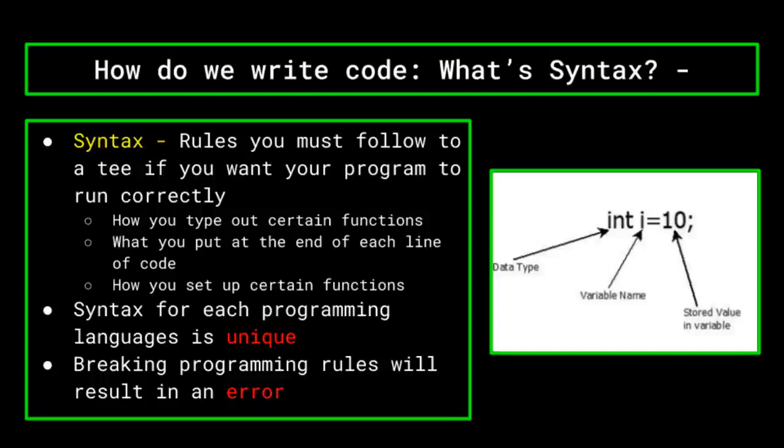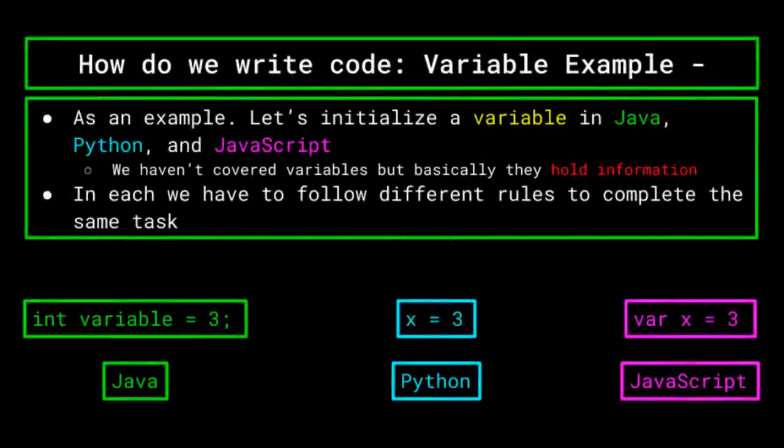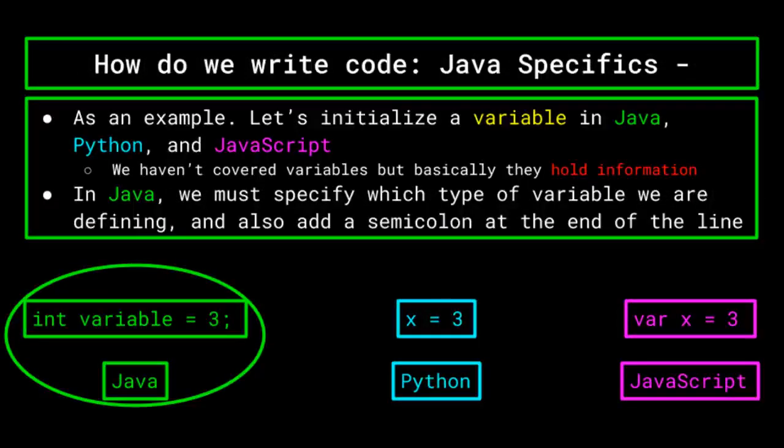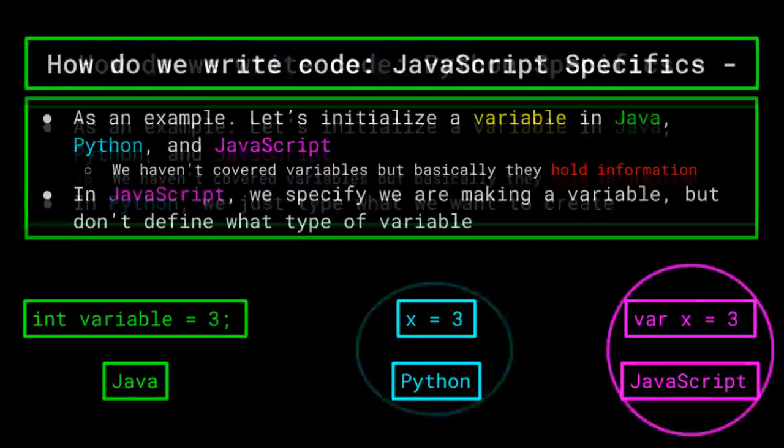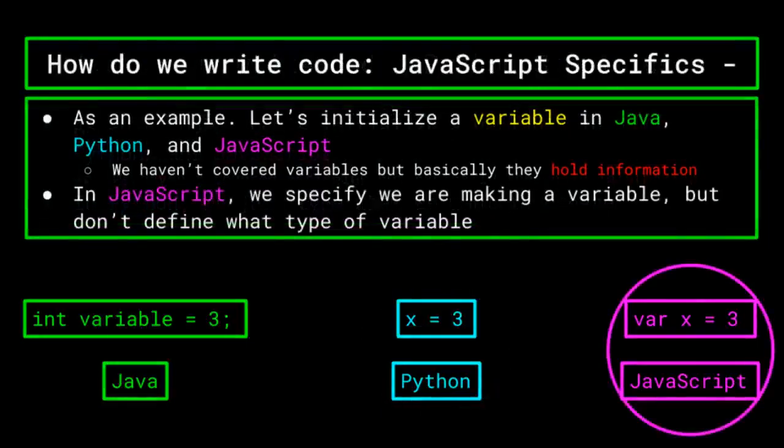As an example, if you wanted to do something simple such as initialize a variable, which is something that we haven't covered yet, but the example is still relevant. In Java, you'll notice how we have to specify what type of variable we are defining, in this case an integer, and also add a semicolon after the statement. In Python, we don't even need to define that we are trying to create a variable and just have to type what we want to create. And in JavaScript, we just specify that we are making a variable, but we don't include what type of variable we want to make, like in Java.